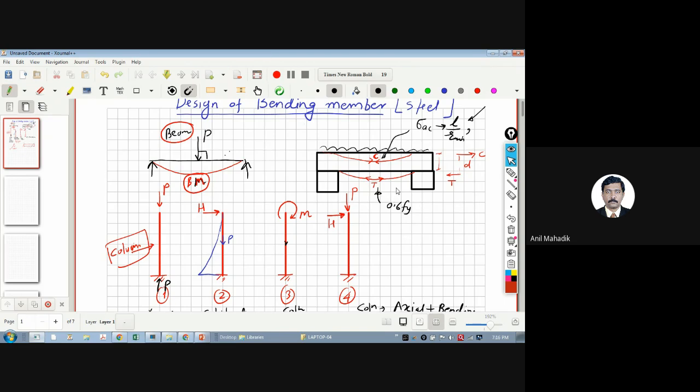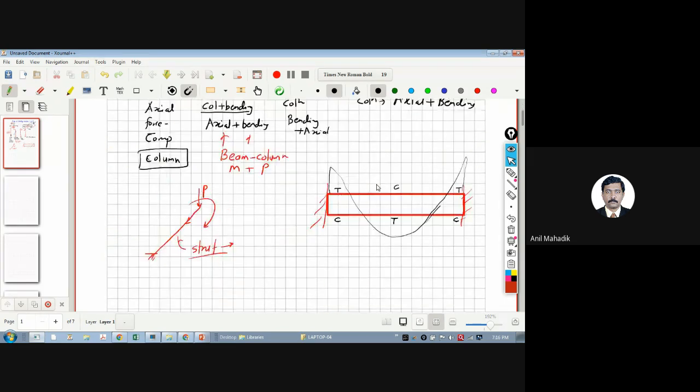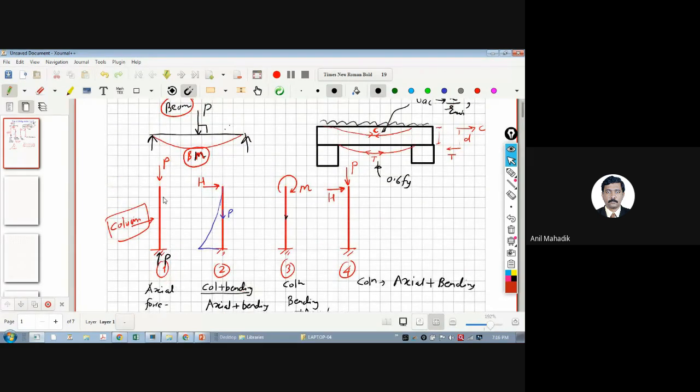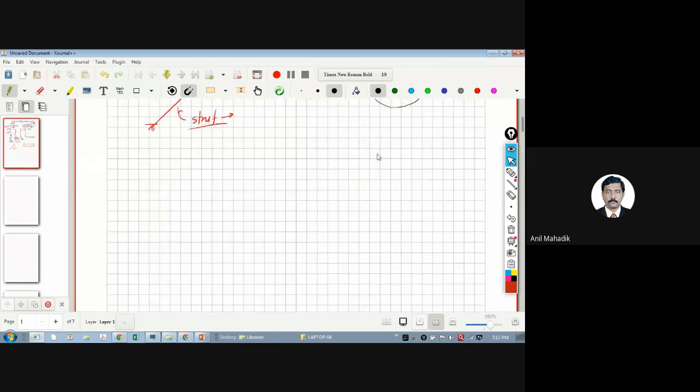So if you want to design the beam, how do we design an axial force member like columns? We calculate the axial stresses sigma AC, which is P by A, axial compressive stress. If there is a tension in the member, then we calculate sigma AT, which is tension divided by cross-sectional area. Now in bending beams, there is a bending moment. So what kind of stresses come in the bending member? Sigma B, bending stress. In column, it is axial stress, but in beam, it is a bending stress.